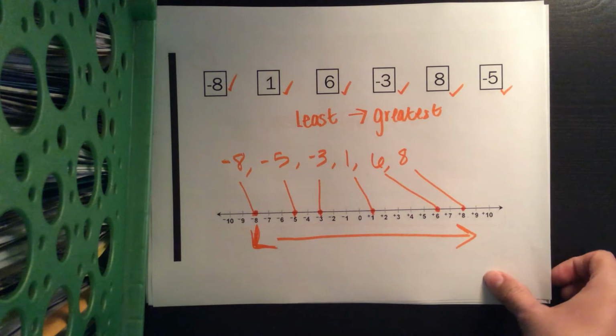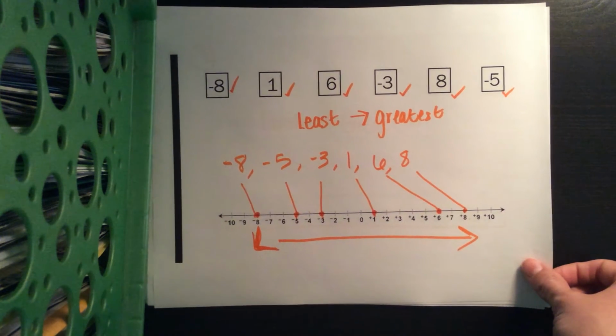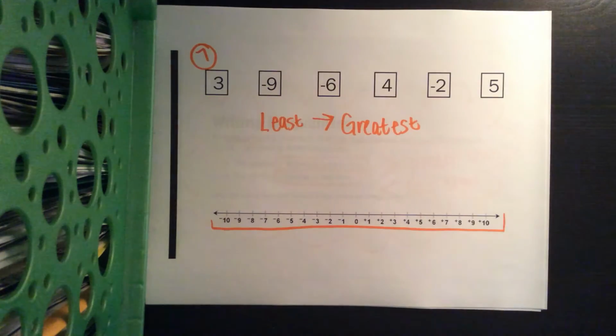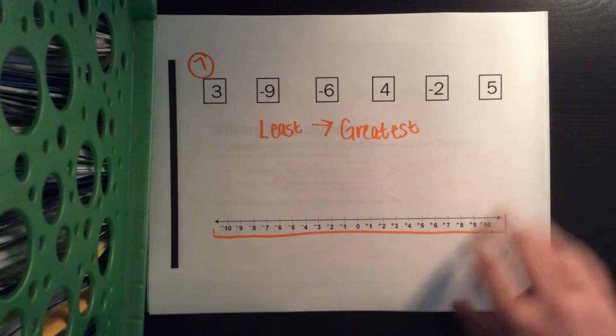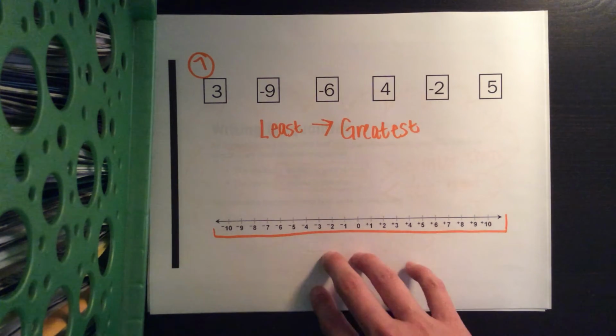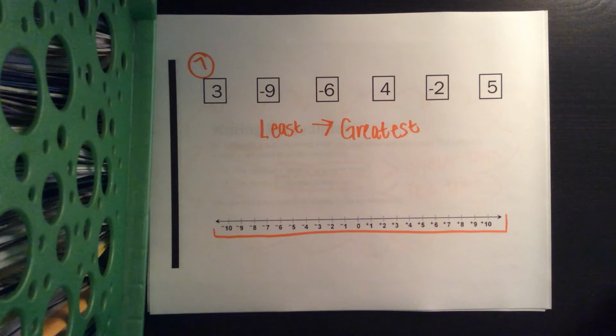Okay, the next question you're going to be doing on your own. It's the same idea but with different numbers. You're going to be writing these numbers in order from least to greatest. I would look at a number line, sketch a number line, whatever you need to do to be able to put these numbers in order from least to greatest. So do that now in your journal for number 7.